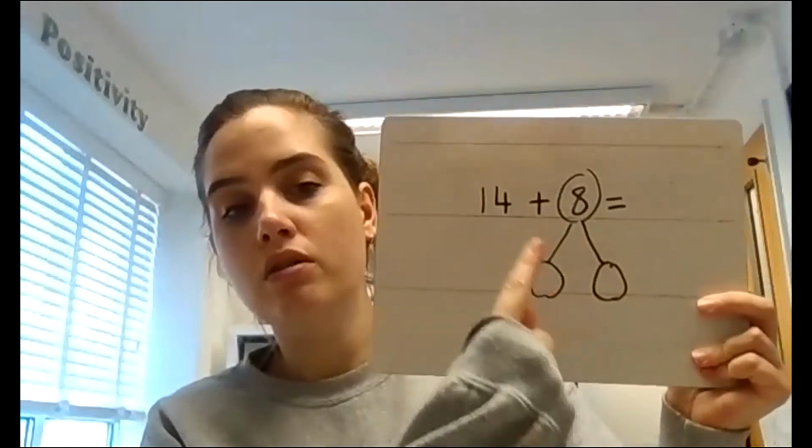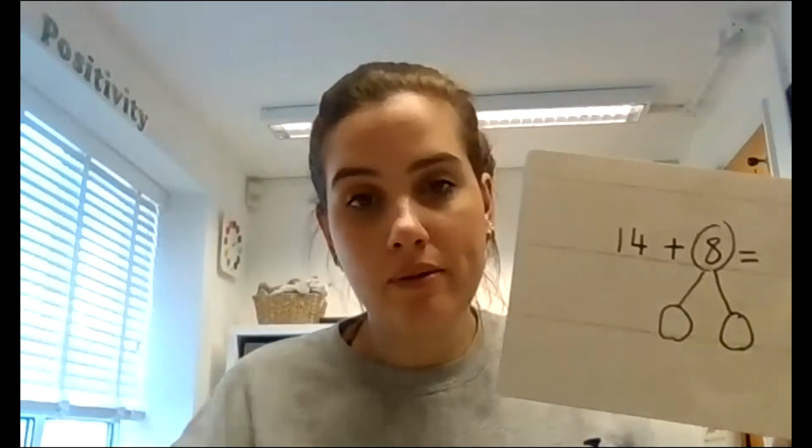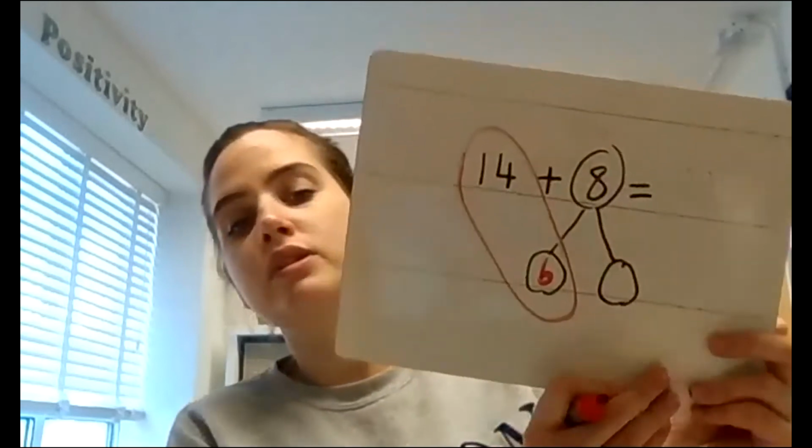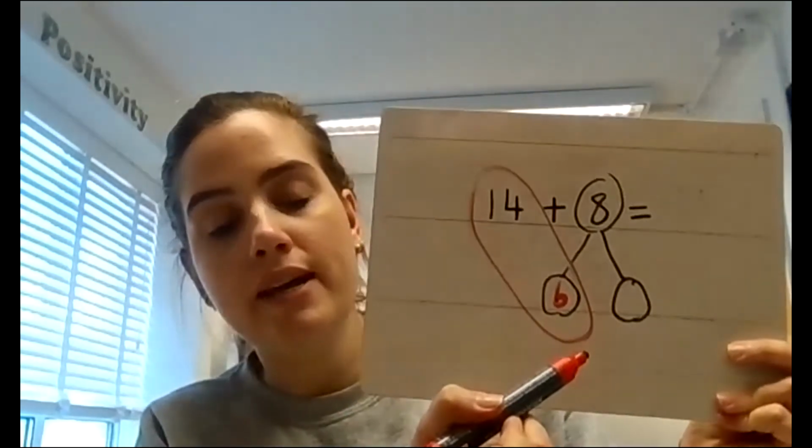Let's go for 8 again. And I'm going to draw my part whole ready. Okay, 14 and what make 20? Who can tell me? 14 and... Excellent. 14 and 6 make 20. So let's circle those so we know they're together. 14 and 6 make 20.